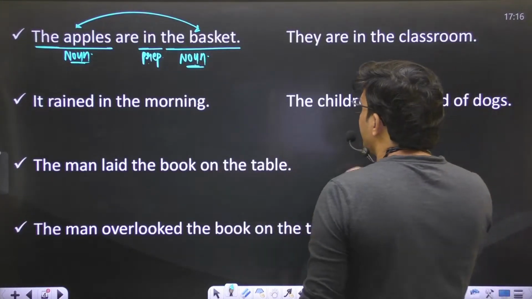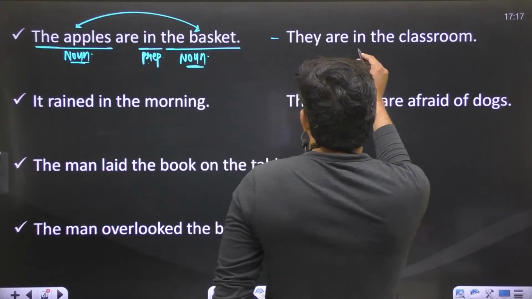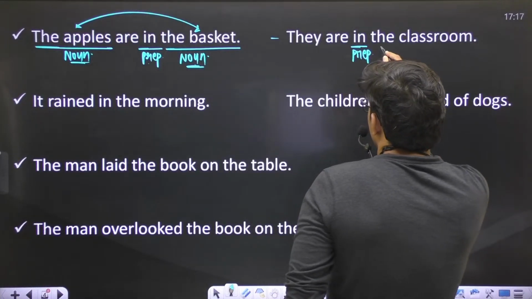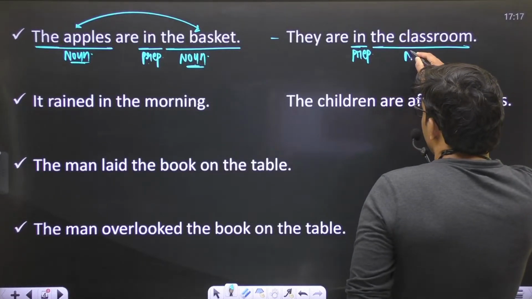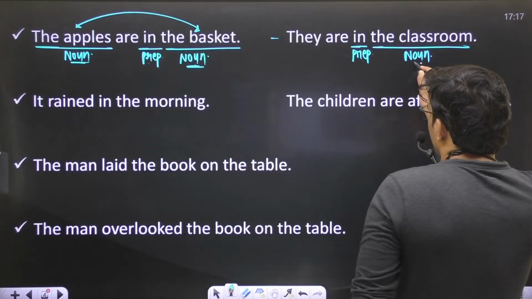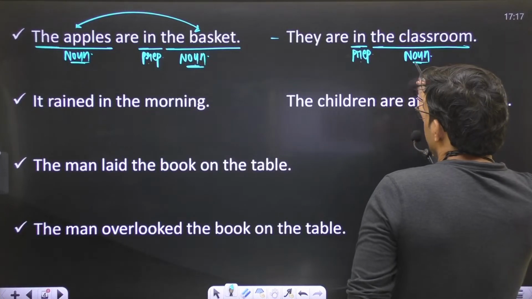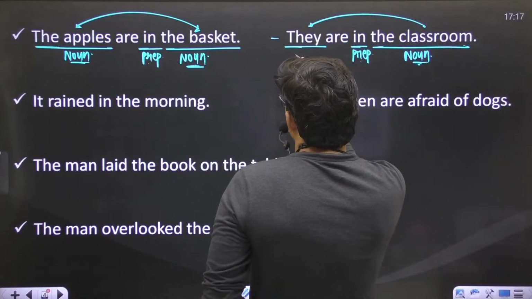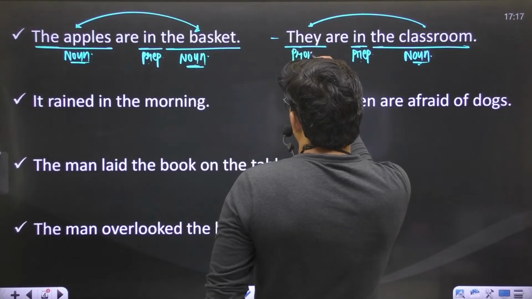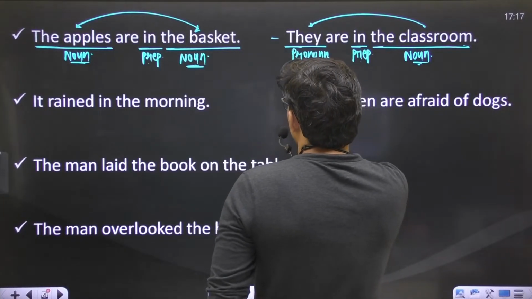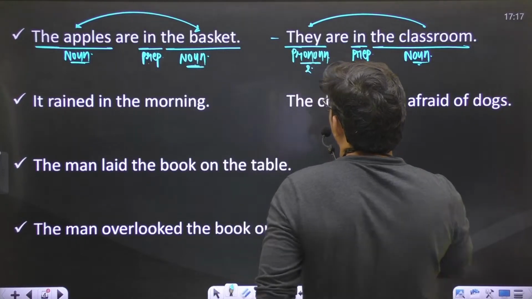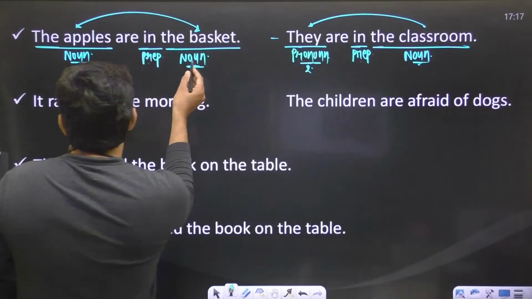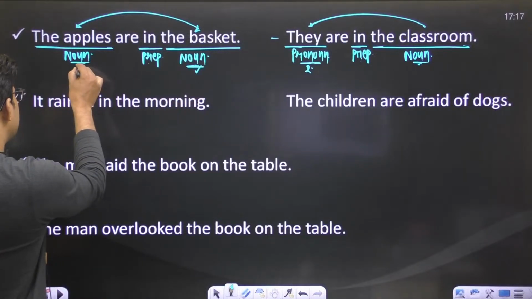Okay, as per the definition, in the second sentence, this word "in" is again a preposition, and prepositions are used before a noun. The word classroom is a noun, and this preposition relates this noun with the other word of the sentence, and now this other word is a pronoun. As per the definition, we have shown the relation of a noun with a pronoun.